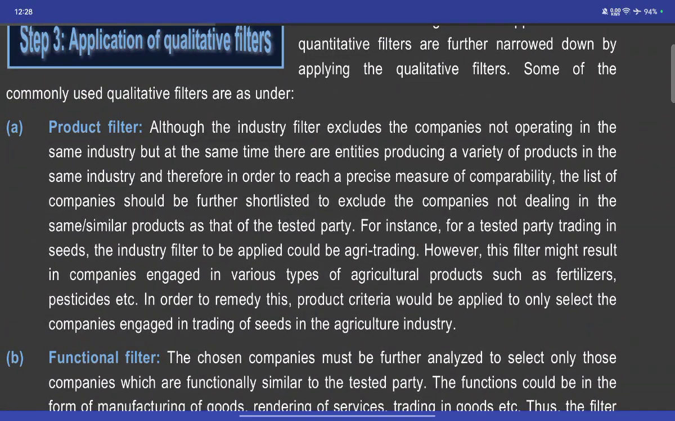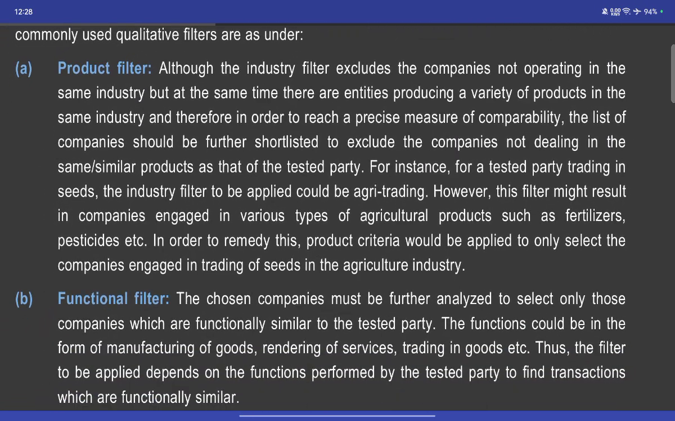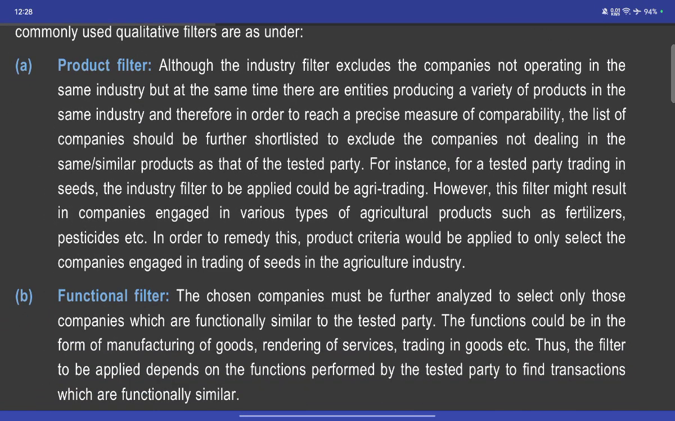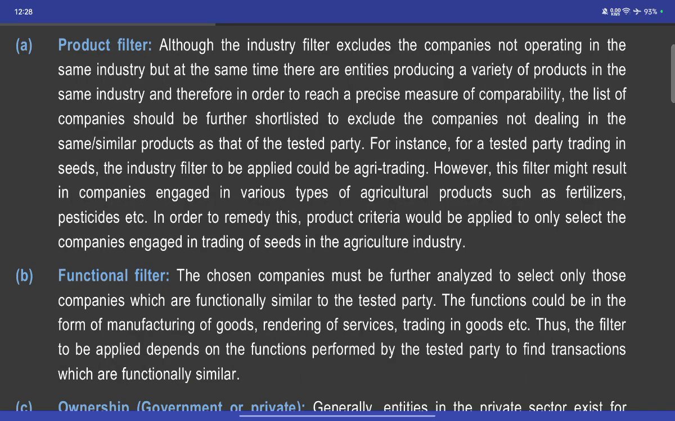Product filter. Although the industry filter excludes companies not operating in the same industry, at the same time there are entities producing a variety of products within the industry. Therefore, in order to reach a precise measure of comparability, the list of companies should be further shortlisted to exclude companies not dealing in the same or similar products.